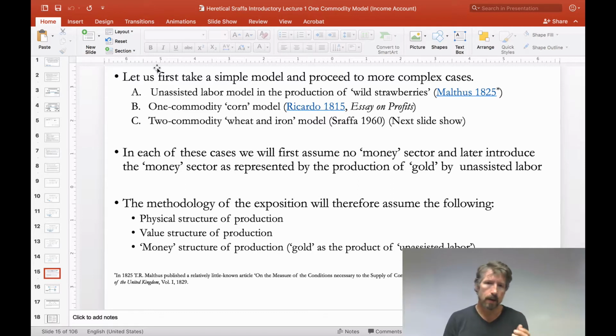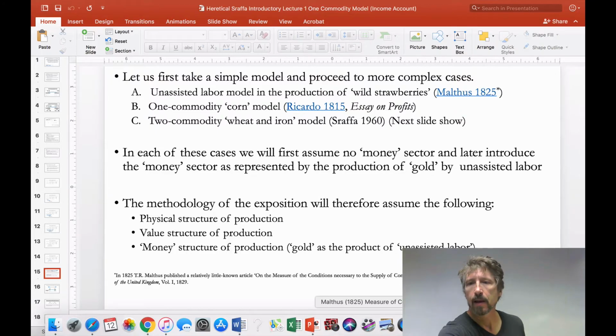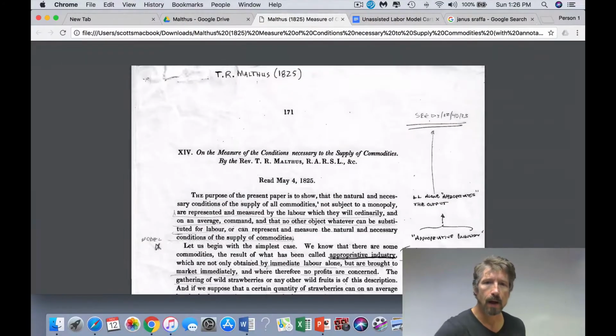So what I'd like to do today is introduce and elaborate a little more on the unassisted labor model. The unassisted labor model begins on slide 15. You can see it there. Slide 15 introduces the question of the unassisted labor model. That's going to be in the Malthus piece, the 1825 Malthus piece, On the Measure of the Conditions Necessary to the Supply of Commodities. That's my version of the manuscript there, 1825.